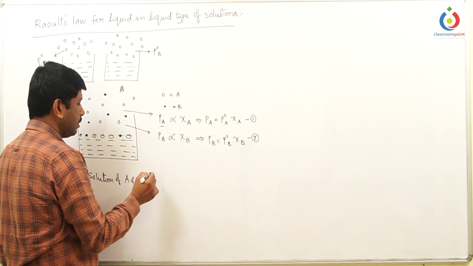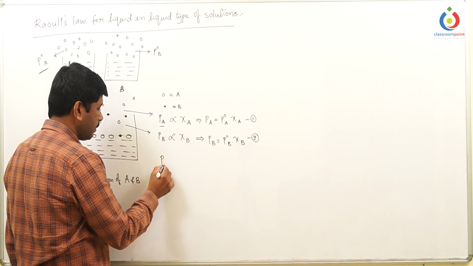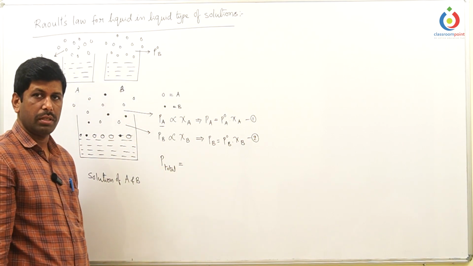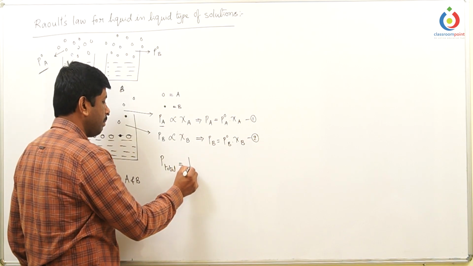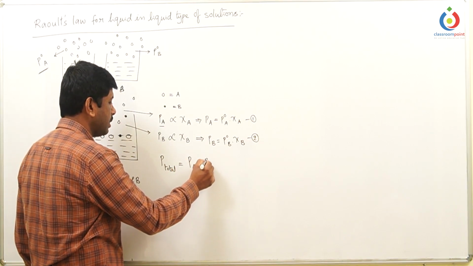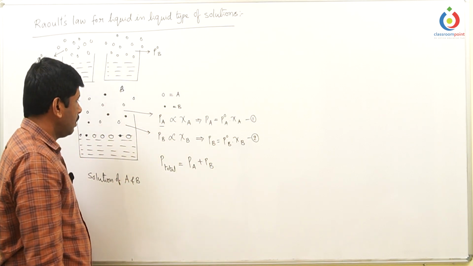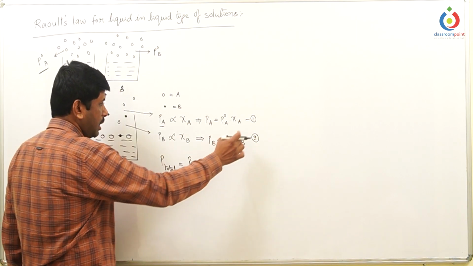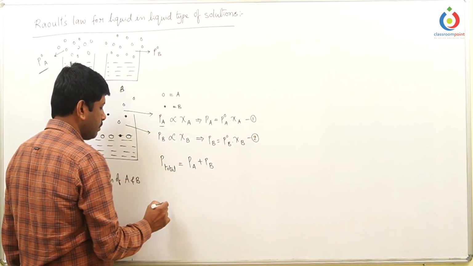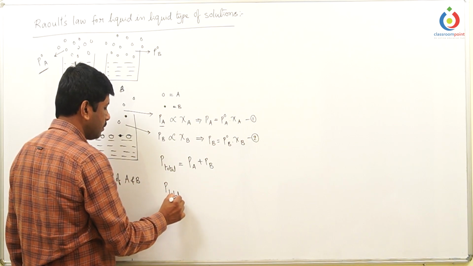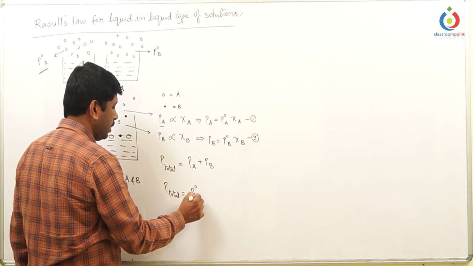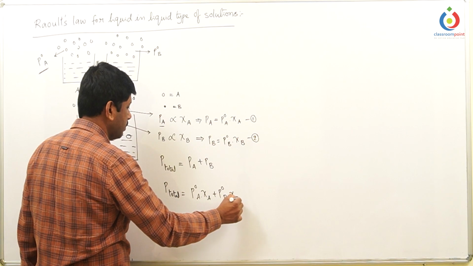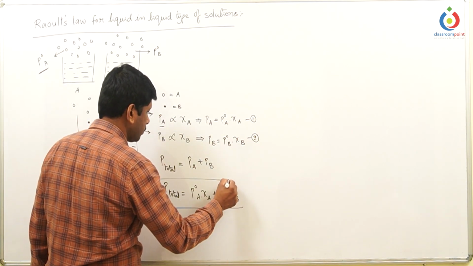Now, total pressure, according to Dalton's law of partial pressures, is the pressure exerted by any gaseous mixture, equal to the sum of the partial pressures of all those gases present in that mixture. So total pressure is nothing but the pressure of the A molecules plus the pressure of the B molecules. Now let us substitute these two values in this equation. So we get P total equals P naught A XA plus P naught B XB. This is one of the forms.